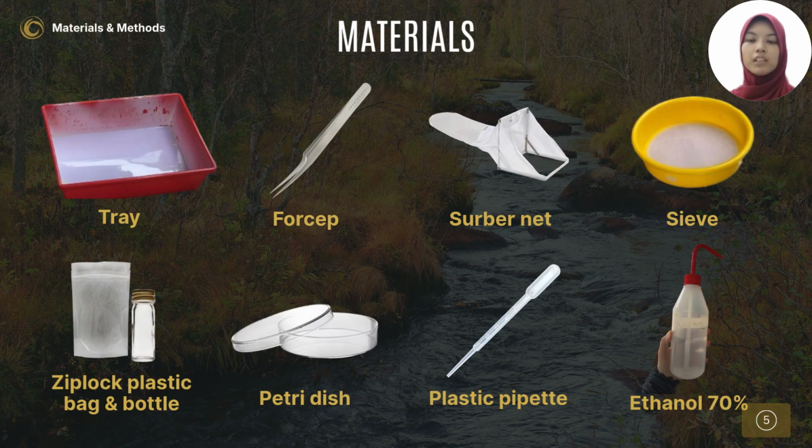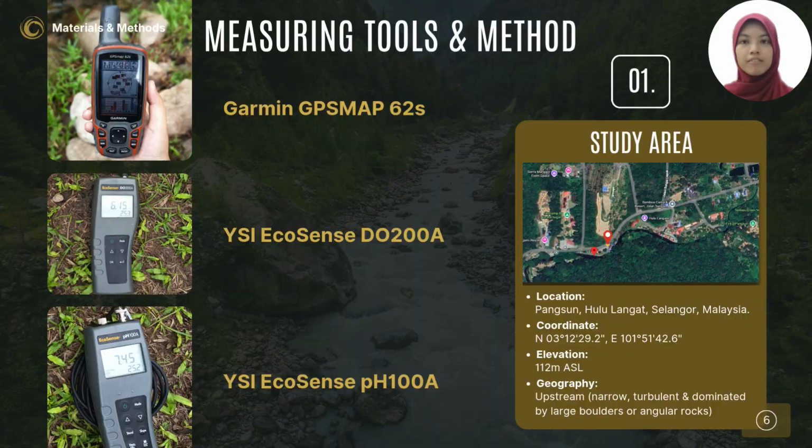To collect and process our samples, we utilize standard field equipment as shown in the slide, including a stirrer net, sieves, trays, and sorting tools, as well as 70% ethanol to preserve our specimens. For our in-situ environmental parameters, we use digital handheld probes to measure dissolved oxygen, pH, and temperature, while a GPS unit was used to map our exact coordinates.